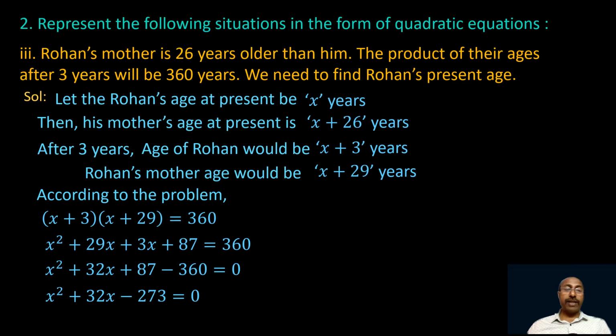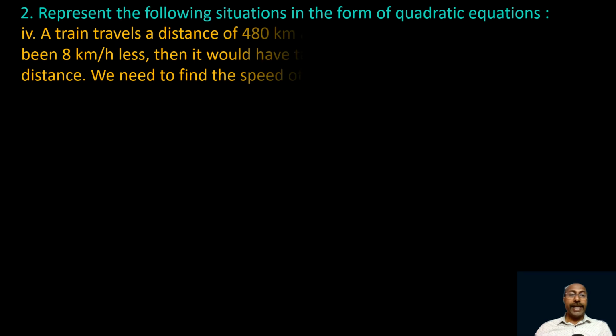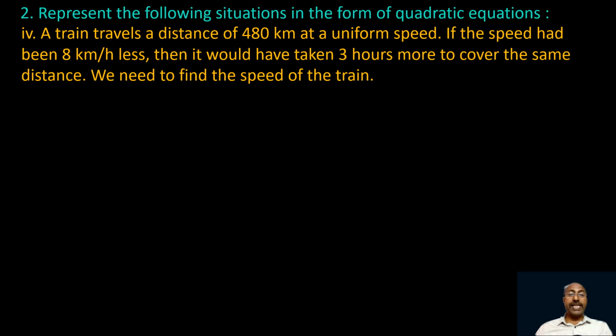So let's go for the fourth one. A train travels a distance of 480 kilometers at a uniform speed. If the speed had been 8 kilometers per hour less, then it would have taken 3 hours more to cover the same distance. We need to find the speed of the train.